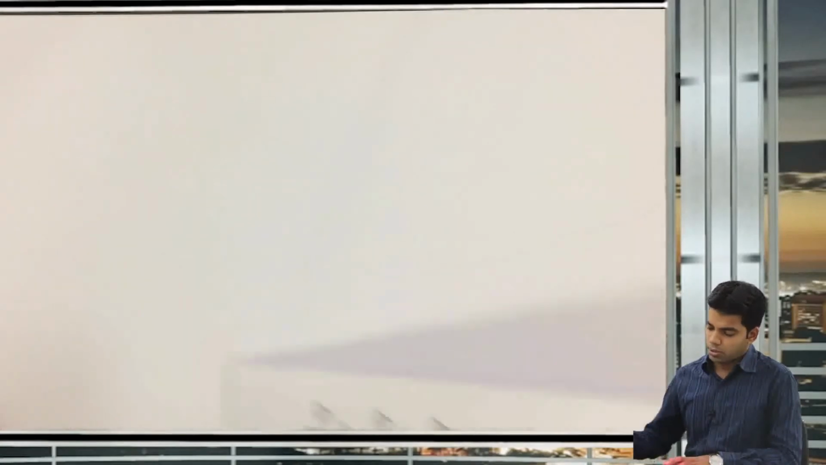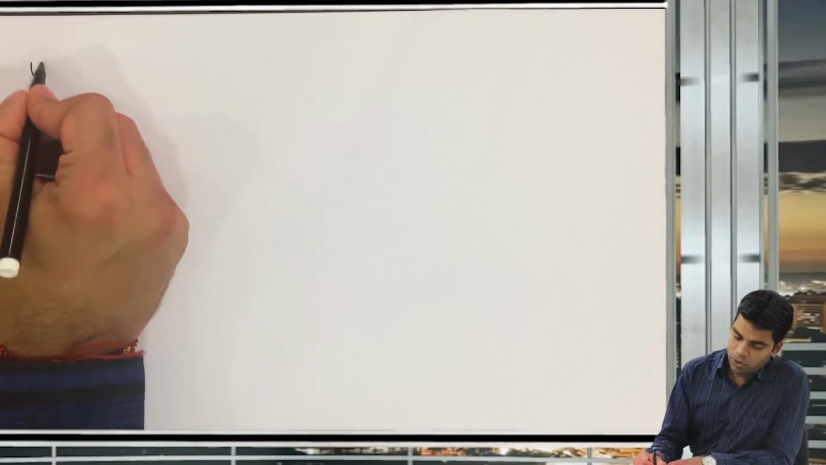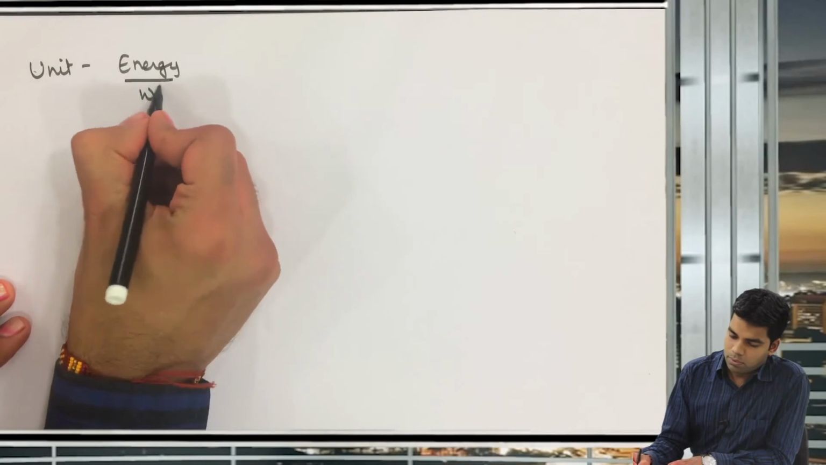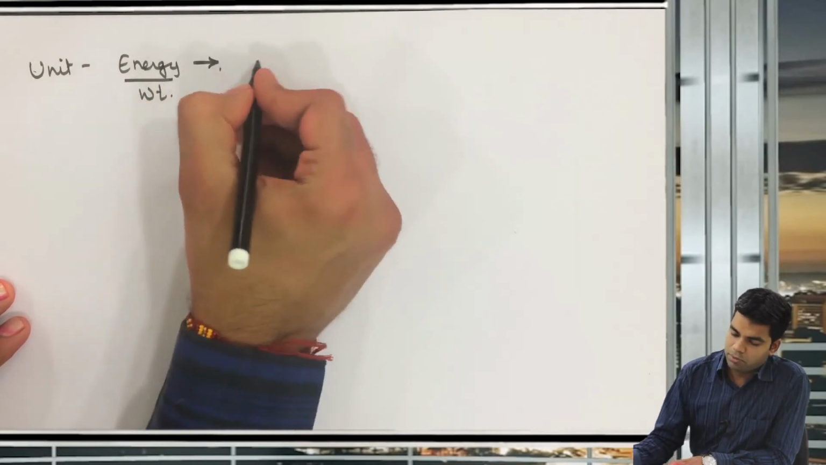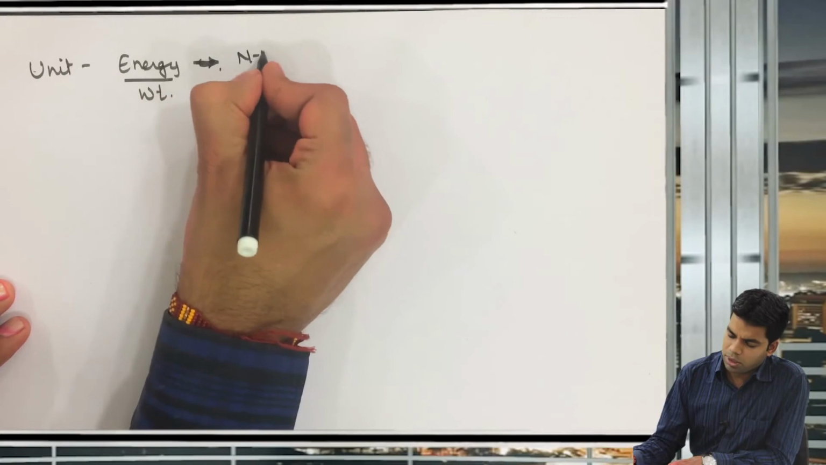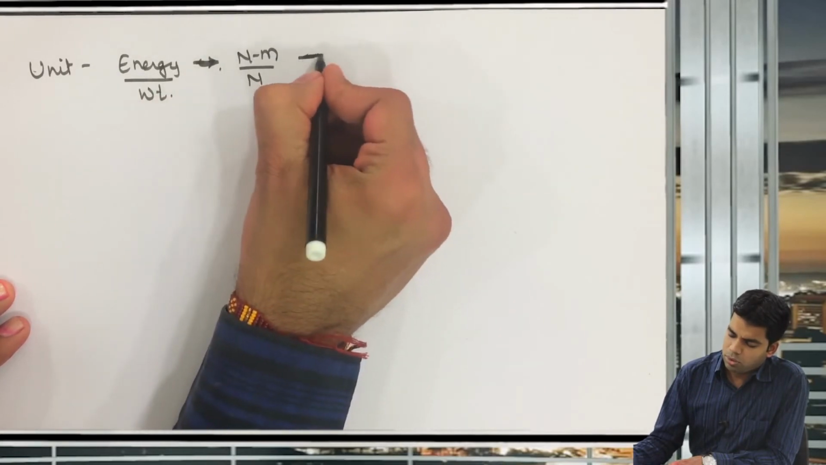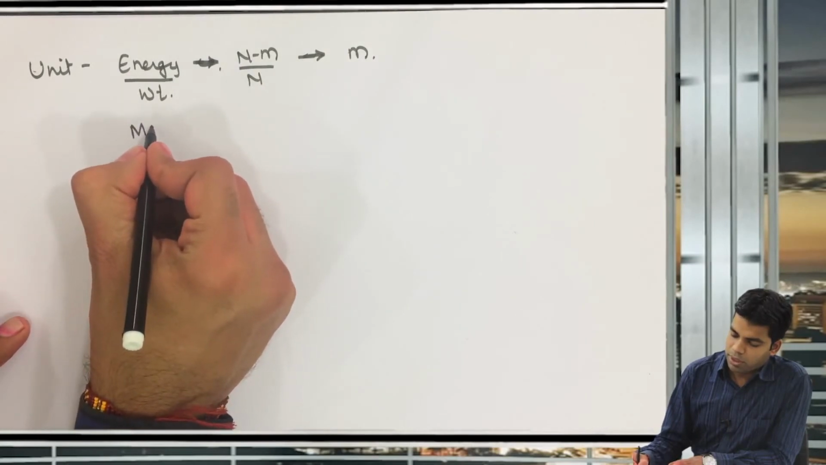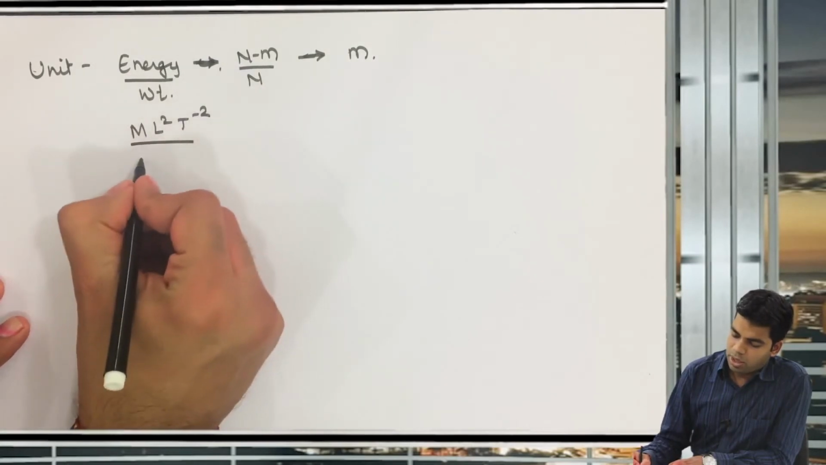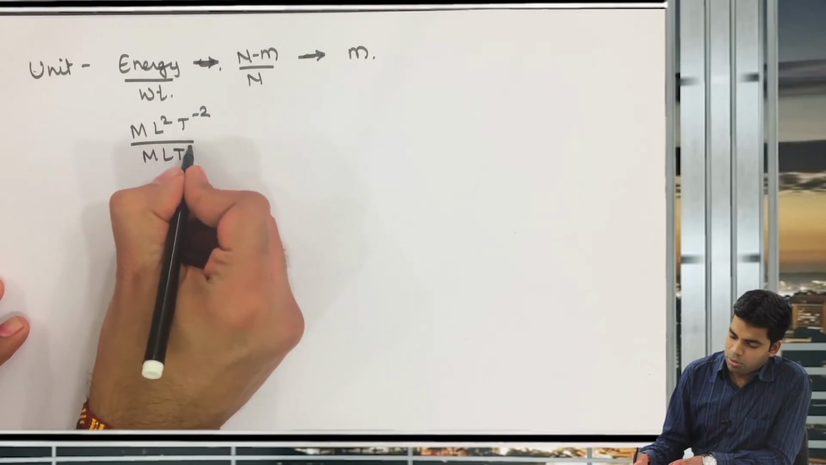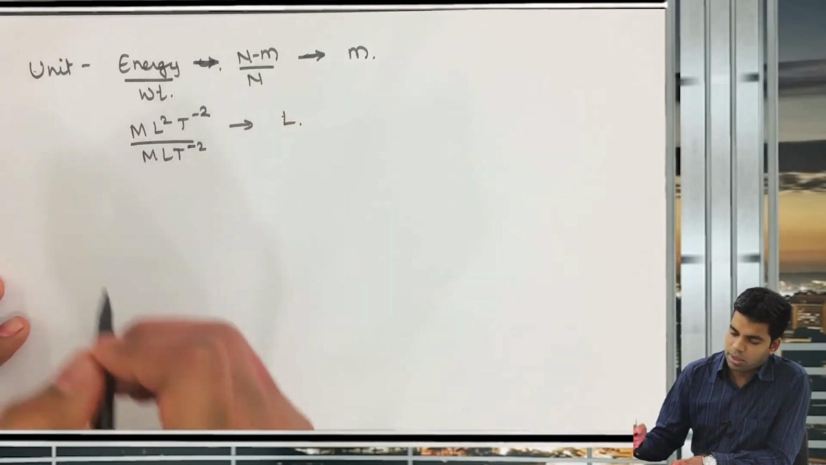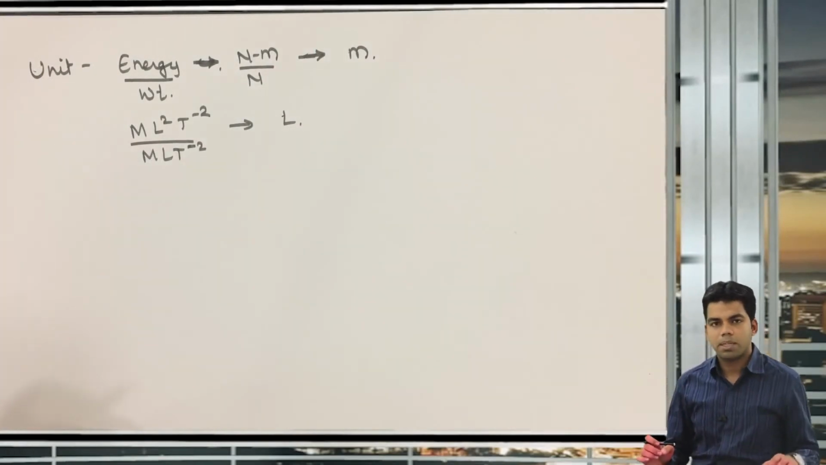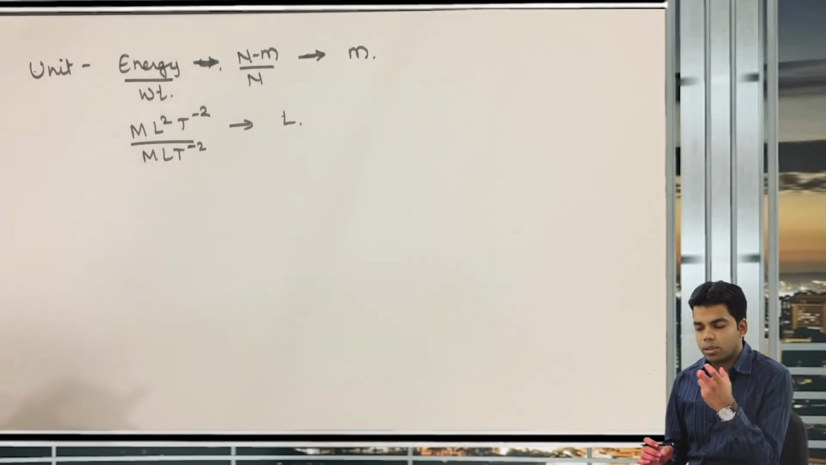And the unit for this head is energy per unit weight. If I tell you the dimensional formula, this will be energy per unit weight. Energy is Newton meter, weight is Newton, so finally we get meter only. In terms of dimensional formula, energy is ML2T minus 2 divided by weight, which is MLT minus 2, so the dimensional formula is again L. So this is what is called Bernoulli's equation, P by gamma plus v square by 2g plus z is equal to constant throughout the flow.